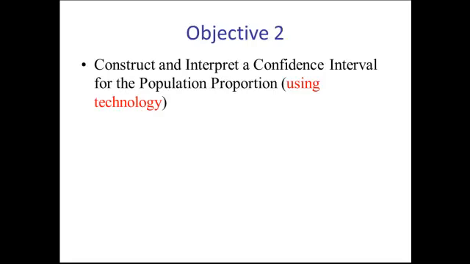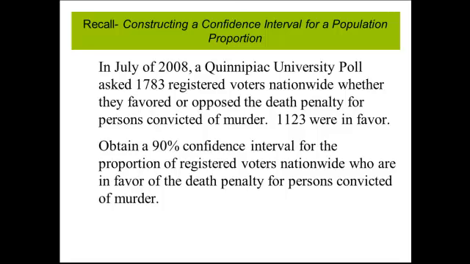If you recall our example for the university poll that asked 1,783 registered voters nationwide whether they favored or opposed the death penalty for persons convicted of murder. 1,123 were in favor. Obtain a 90% confidence interval for the proportion of registered voters nationwide who are in favor of the death penalty for persons convicted of murder.